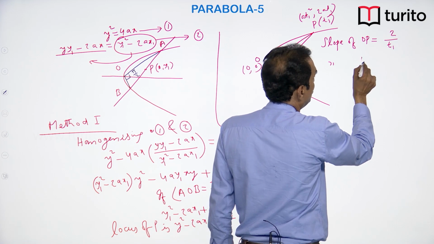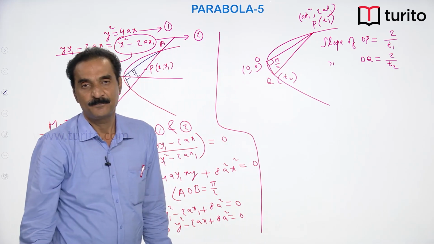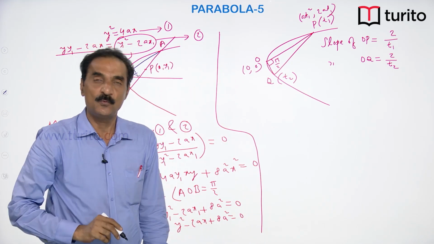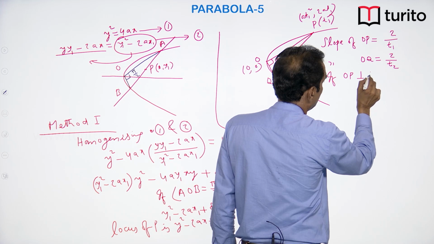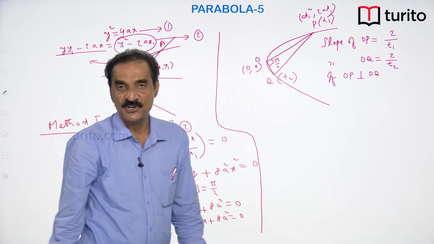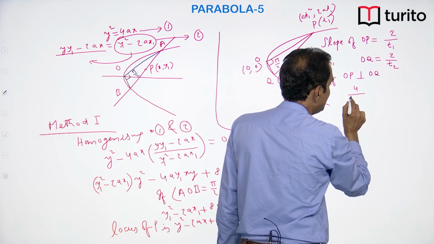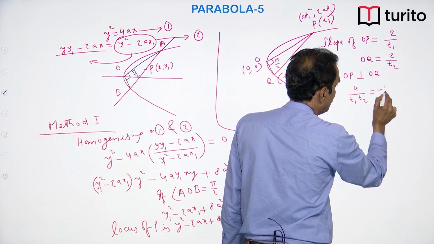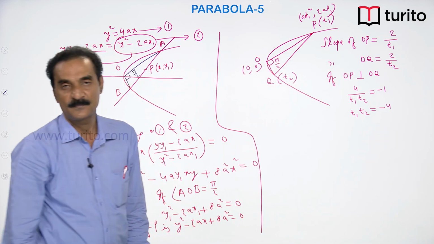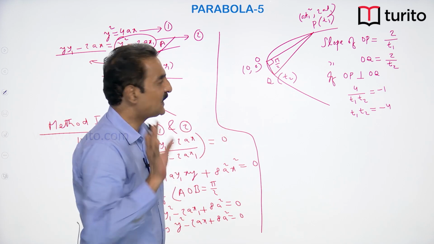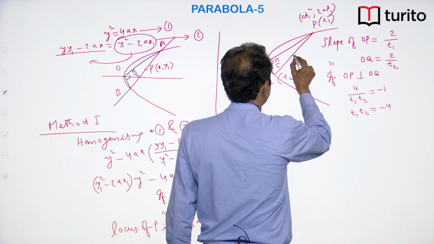Similarly, slope of OQ is 2 by T2. If OP is perpendicular to OQ, what is the condition? Product of the slopes is minus 1. So, this into this, 4 by T1 T2 is minus 1. So, we will get T1 T2 is equal to minus 4. Now, this is the only condition we have. Using this condition, we have to find the locus of this midpoint.